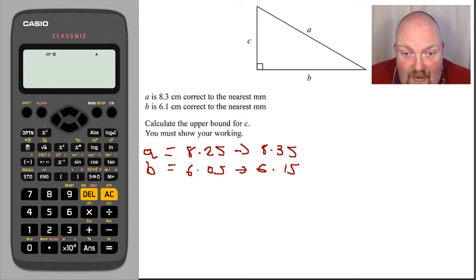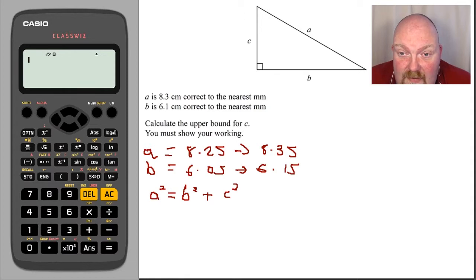Because it's a right angle triangle, I know that I can use Pythagoras, and Pythagoras tells me that a squared, in this case being the hypotenuse, a squared equals b squared plus c squared. Now I'm trying to get the largest possible value. Okay, so if it's the largest value, then first of all I want the largest value of a, because obviously that's made by adding the two other numbers.